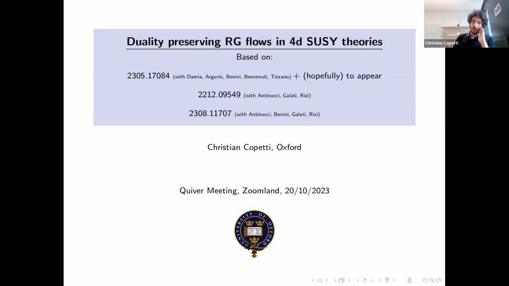Most applications will be on gapped phases, so gapped vacua. We are currently working on trying to understand gapless phases. I don't know if we will be able to, but we're trying. And we're also trying to look at RG flows which do not preserve SUSY, but preserve these symmetries. So now I will try to introduce the stuff.